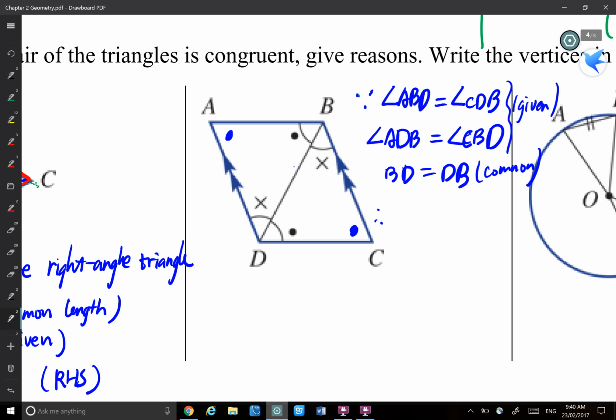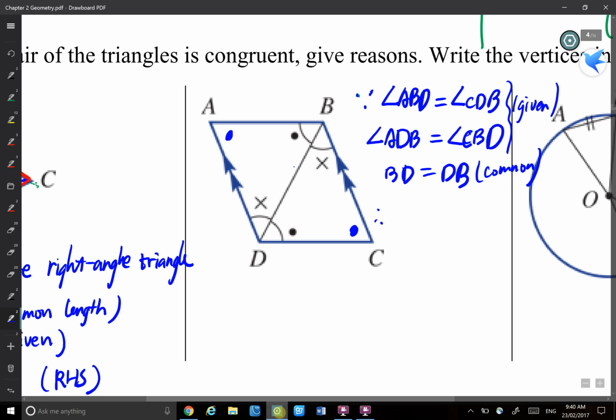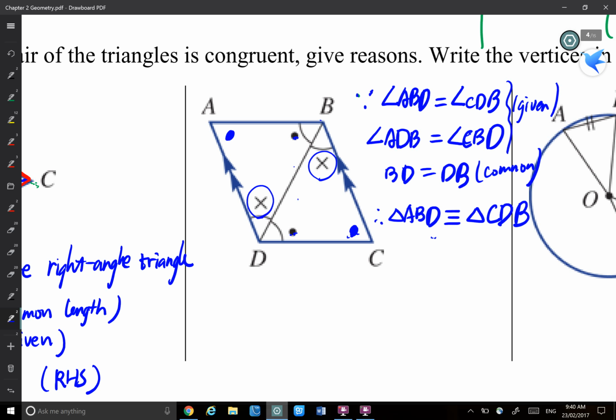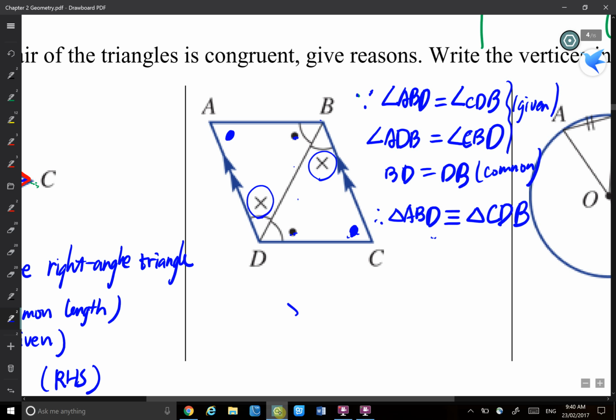So how can we write that in the corresponding positions? I'll write triangle ABD is congruent to the triangle. This angle A is the same as angle C, so it's C first. This B is this dot, and this dot is here, so it's D. And this D is this cross, and the cross here is B. So it's triangle ABD congruent to triangle CDB. Or DBA congruent to triangle BDC.